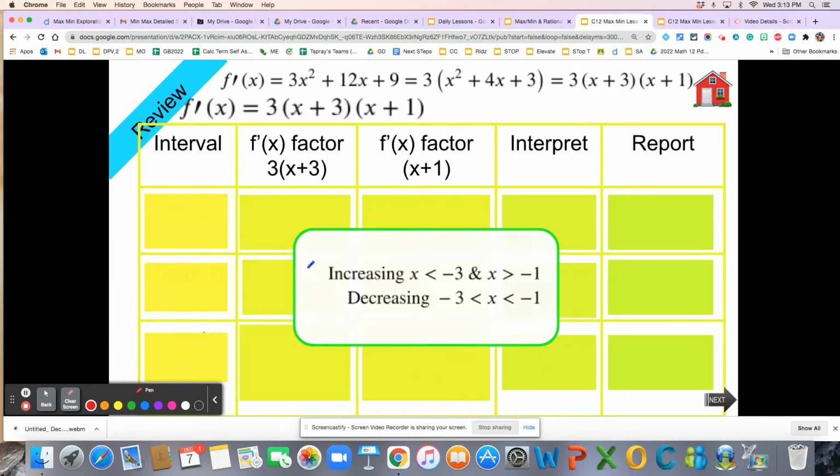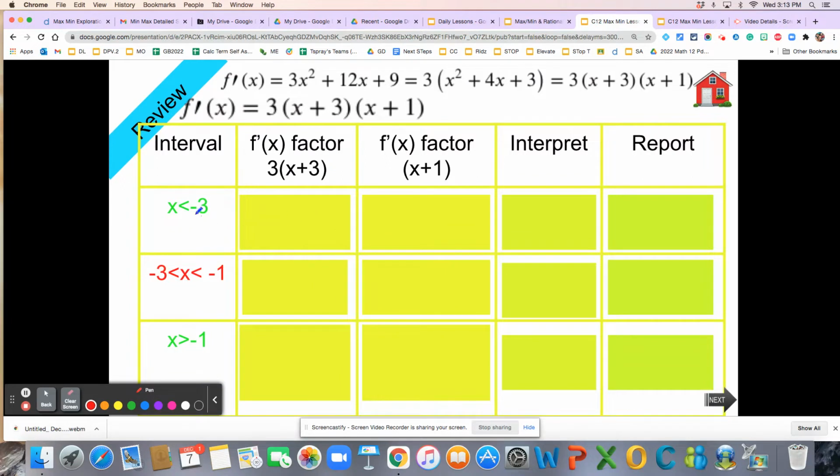So we're going to clear the screen here. Here's my interval. I'm going to choose a number less than -3, like -10 or -5 or -100. If I put -5 in here, will this be positive or negative? It's going to be negative. What will this be? This will be negative. So we're going to have a negative and a negative. And a negative times a negative is a positive, which means it's increasing.